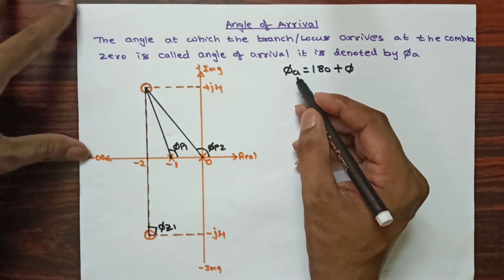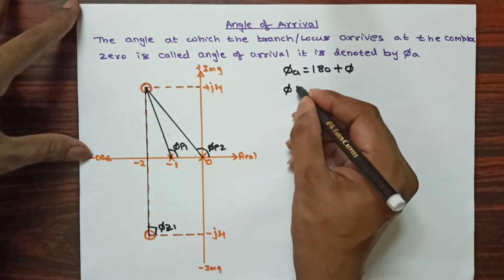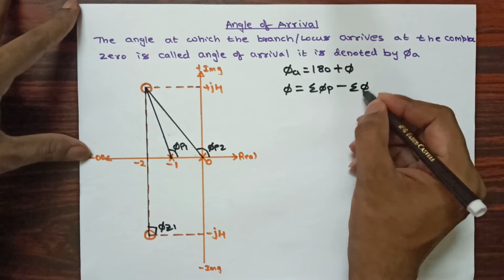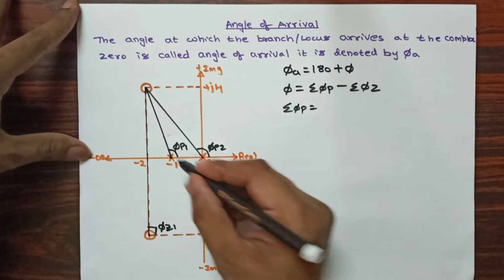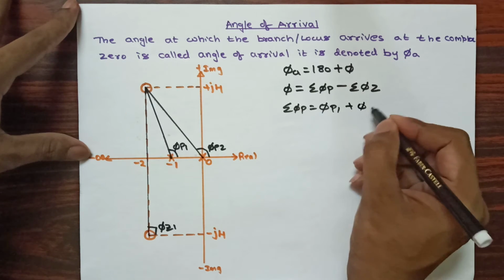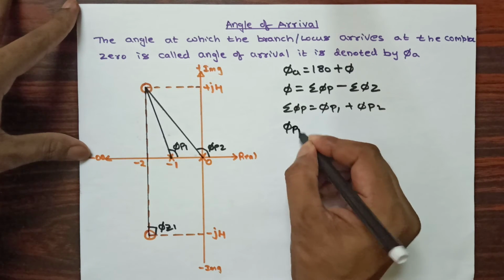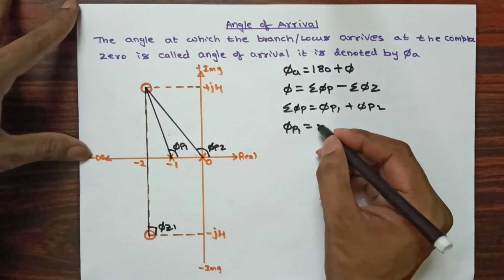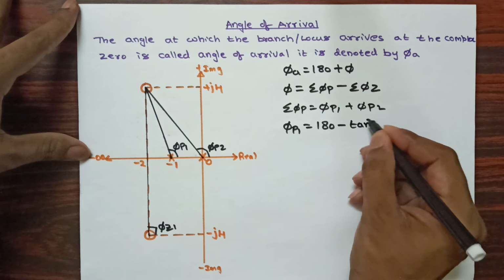Now we know the formula for angle of arrival. Phi a is equivalent to 180 plus phi. The phi formula is phi is equivalent to summation of phi p minus summation of phi z. In this problem summation of phi p is equivalent to phi p1 plus phi p2, and the phi p1 value is, in this case both the angles are unknown, therefore phi p1 is equivalent to 180 minus tan inverse.